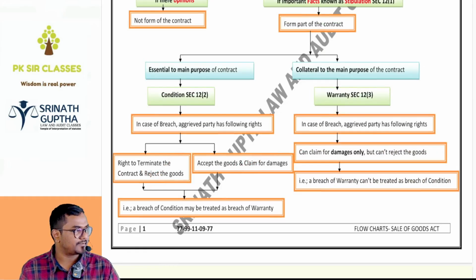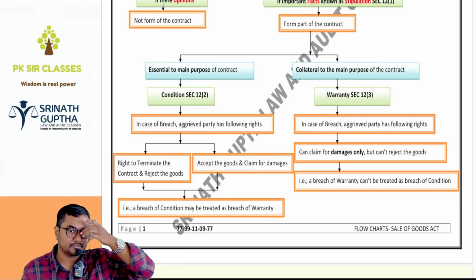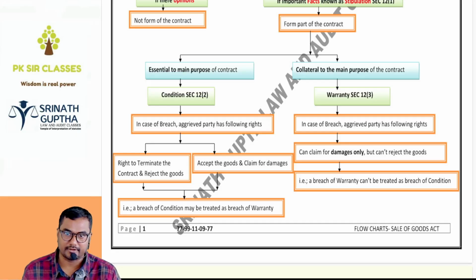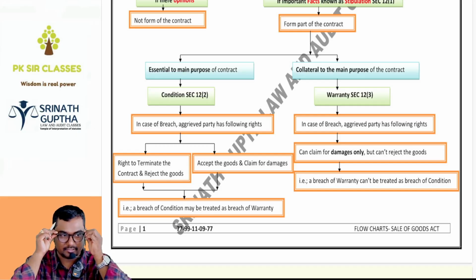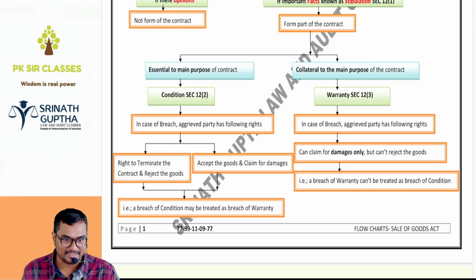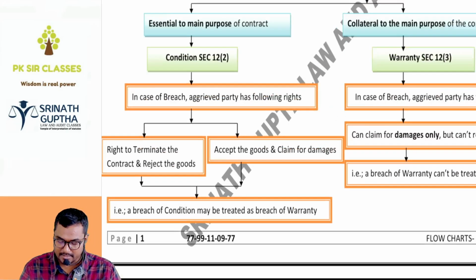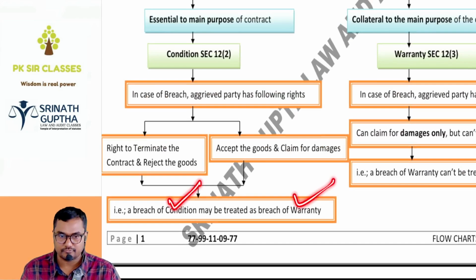So I am selling a fan without any wings at all. Breach of condition, he can rescind the contract, he can claim damages. I am selling spectacles without having a glass at all. Breach of condition. You can rescind the contract, claim the damages. Breach of condition can be treated as breach of warranty.